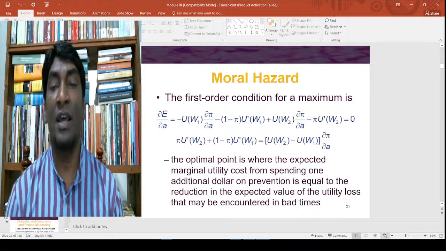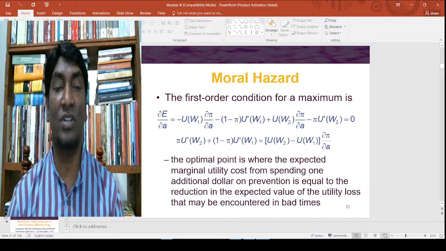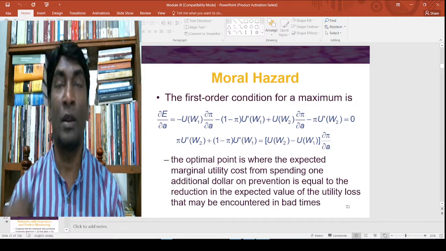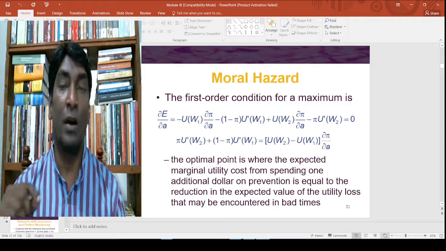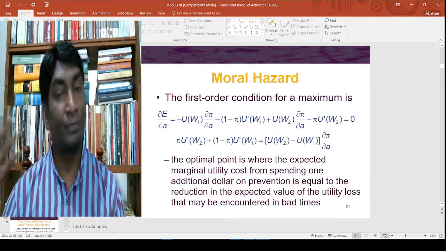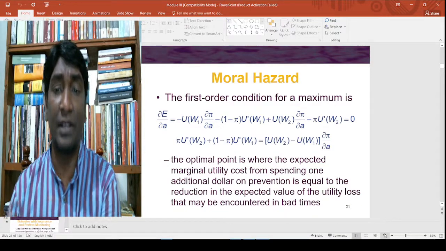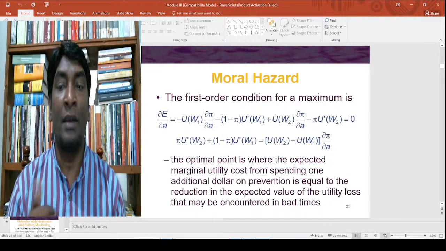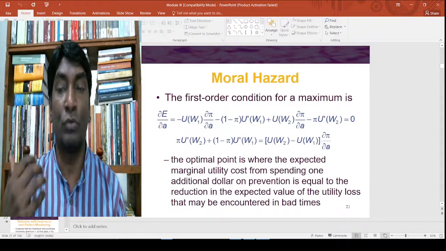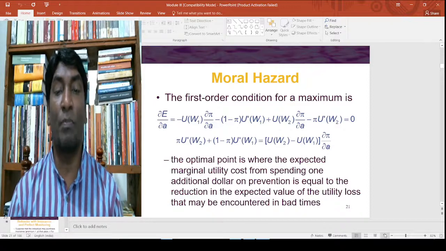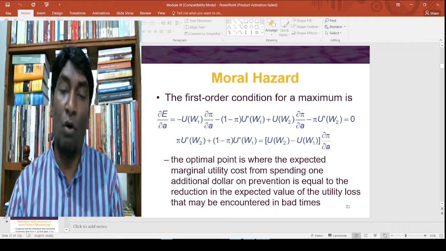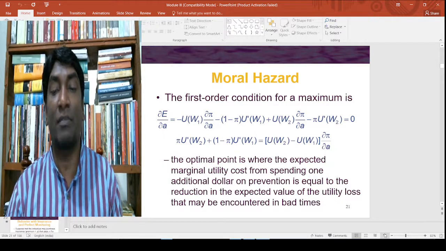So your moral hazard is found out based on the first order condition of maximization, which is nothing but dE by dA, which is equal to minus u(W1) times dpi by dA, minus (1 minus pi) times u dash (W1), plus, in the same manner, u(W2) times dpi by dA, minus pi times u dash (W2), which is equal to zero. In that sense, the optimal point is where the expected marginal utility cost from spending one additional dollar on prevention is equal to the reduction in the expected value of the utility loss.